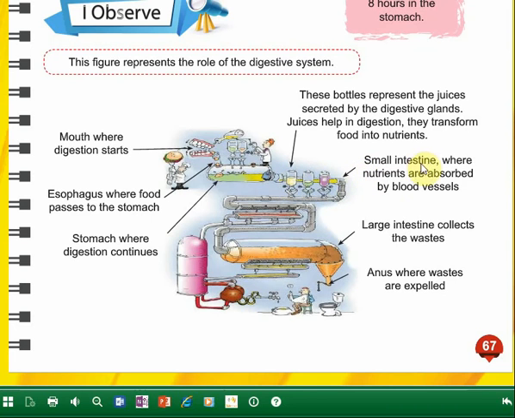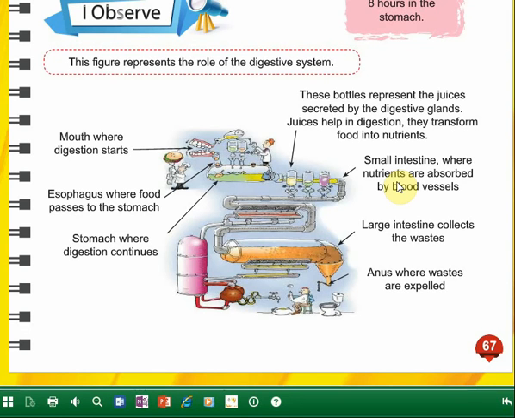Here we have the small intestine. Also we have juices here, the bottles which represent juices in the small intestine secreted by the intestinal glands, where nutrients are absorbed by the blood vessels. As I told you, in the small intestine, the food will transform into nutrients that will be absorbed by the blood vessels to be distributed to all the body organs. The blood will come and take the nutrients and distribute them to all our body.